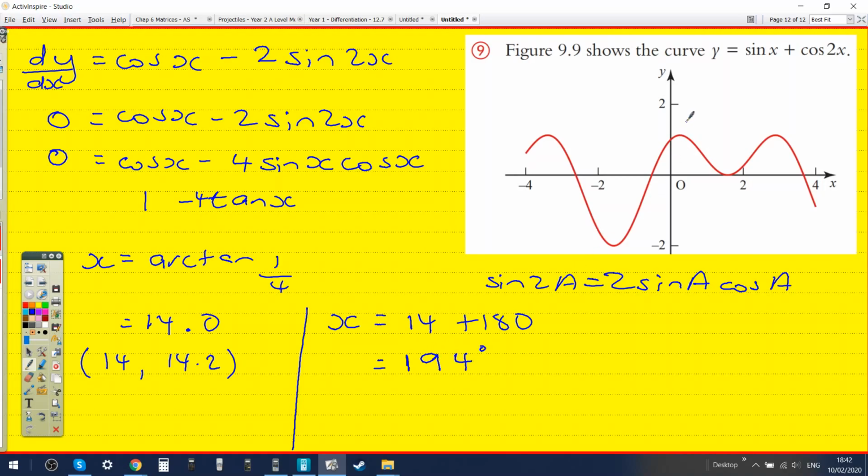So it looks like this first one was 14, this second one's 194. Now you gave it in degrees, and they obviously have it in radians. Yeah, that's what confused me a bit. And then you can also have x equals 14 minus 180, which becomes minus 166.